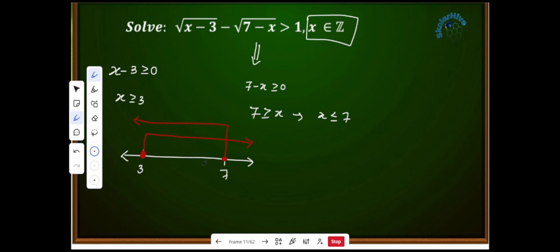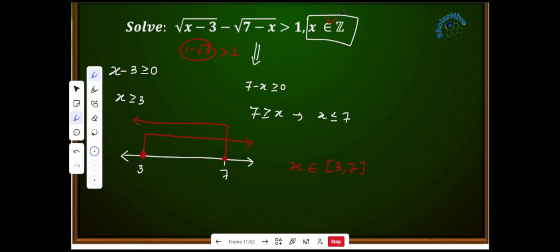So between these, the common region is 3 to 7. It means x values belonging from 3 to 7. So we need to look for whether these are the solutions of this inequality. If you take any value between 3 and 7, let's say 4, then 4 minus 3 is 1, square root of 1 is 1, minus the square root of 7 minus 4, which is root 3. So here 1 minus root 3 is a negative number, which won't be bigger than 1.